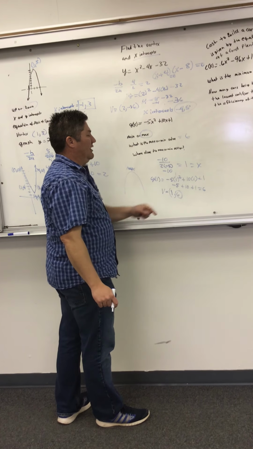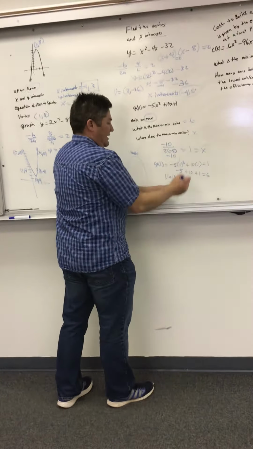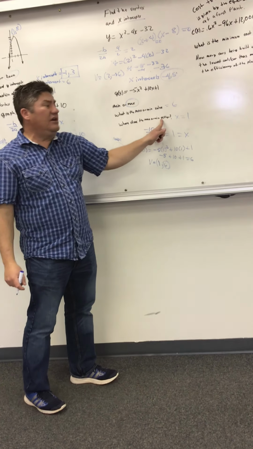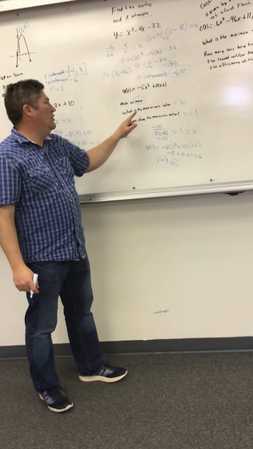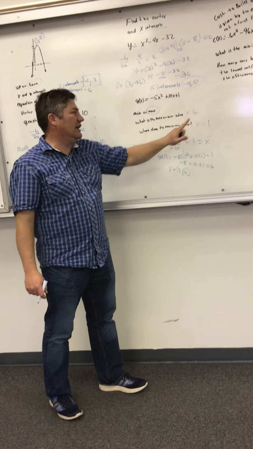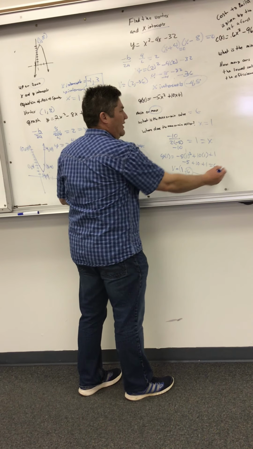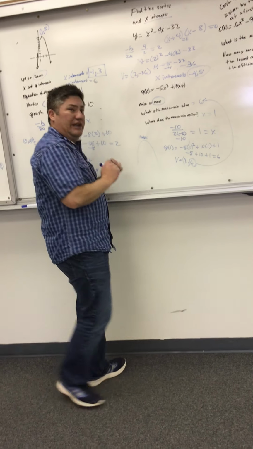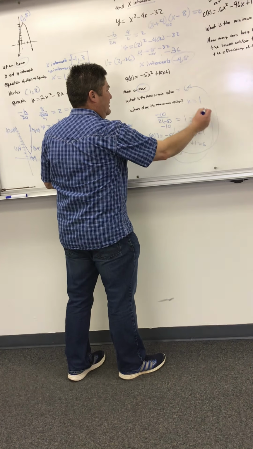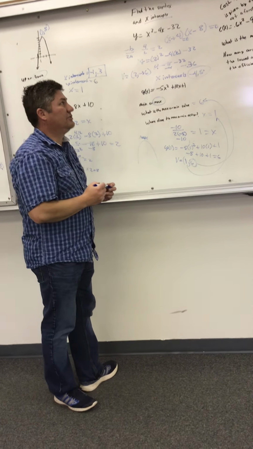Where does the maximum value occur? At x equaling, this is the x value, 1. So where does it occur is the x value. What is the max or min value is the y value. That's super important. The y value is what is the max or min value. The x value is where it occurs.